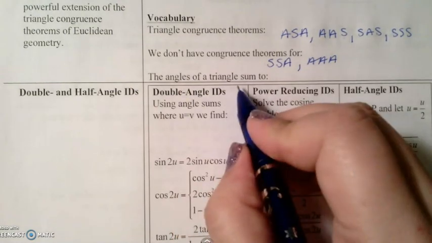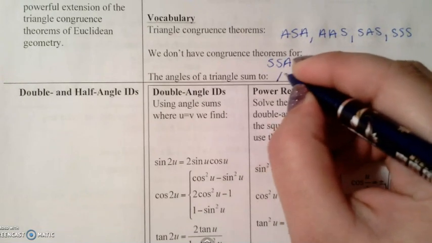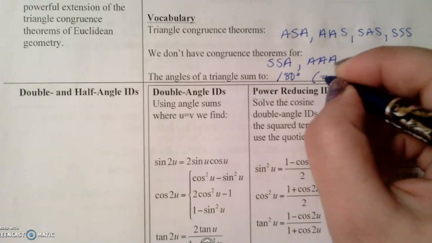Okay, we also need to recall that the angles of a triangle always add up to 180 degrees. So if I add up all three angles of a triangle, they should always add up to 180 degrees, which is pi radians.